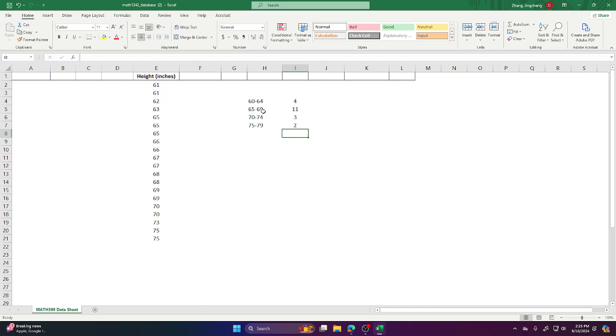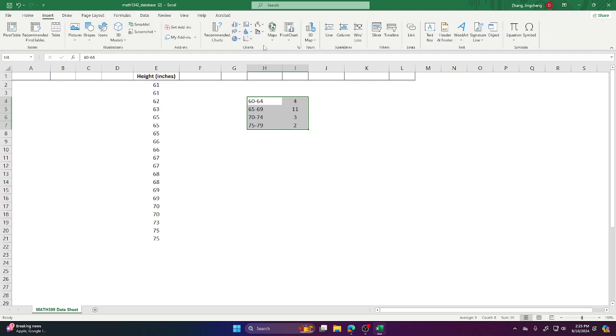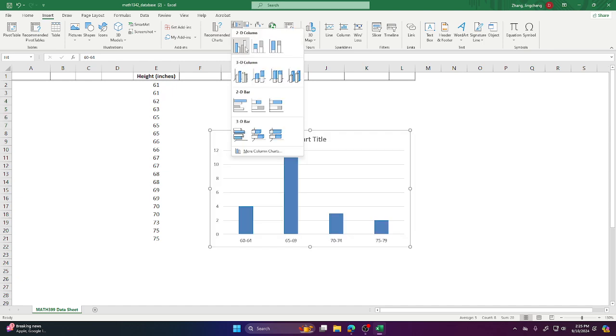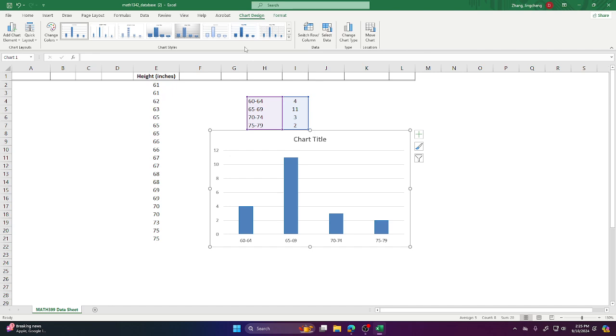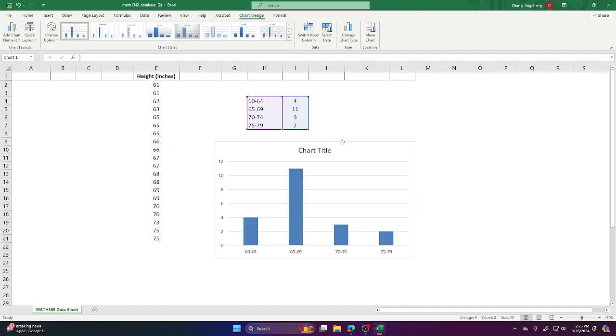Okay, good. So we need to do a histogram. What I'm going to do is insert, and I think it's a plot. No, I'm sorry, like a bar chart, something like this. Good, good. Okay. So it's not a histogram yet. Anyways, let me show you what I'm going to do.